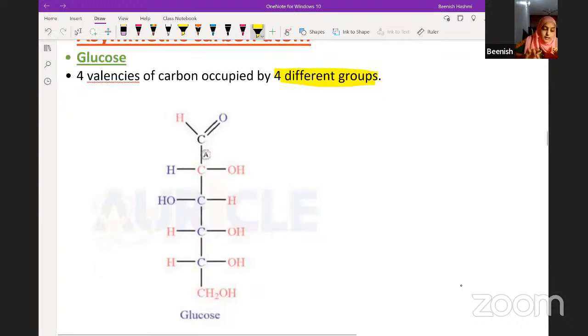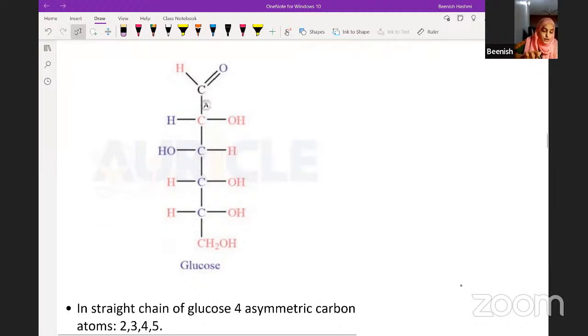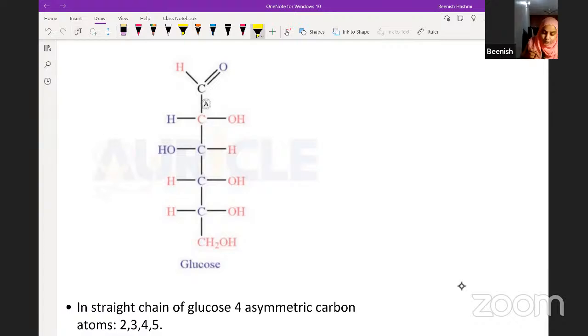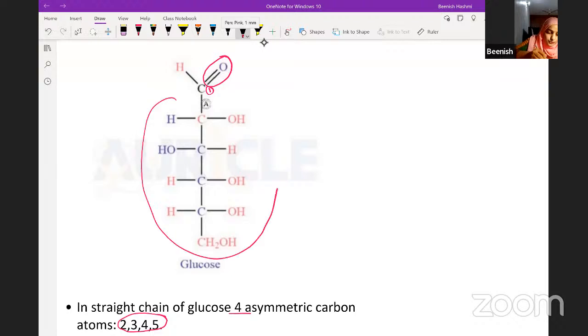Now here, let's begin with the example of glucose. You can see this is the open chain structure of glucose. In the straight chain structure of glucose, it has 4 asymmetric carbon atoms. That is carbon 2, 3, 4, and 5. Now, why is carbon 1 not an asymmetric carbon? Because you can see carbon 1 is double bonded with oxygen. So it will not satisfy the rule of 4 different groups being bound. This becomes one group, this becomes one group, and this oxygen is the same for the third and fourth. So they are not 4 different groups satisfying the 4 valencies. Therefore, carbon 1 in the open chain structure of glucose is not a chiral or asymmetric carbon.